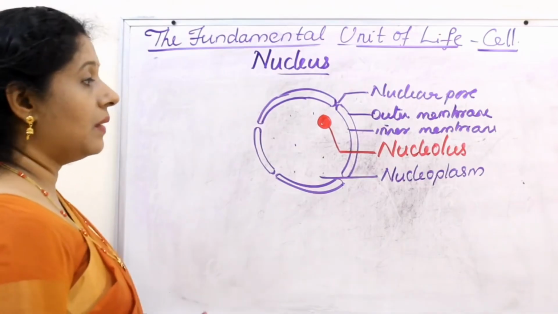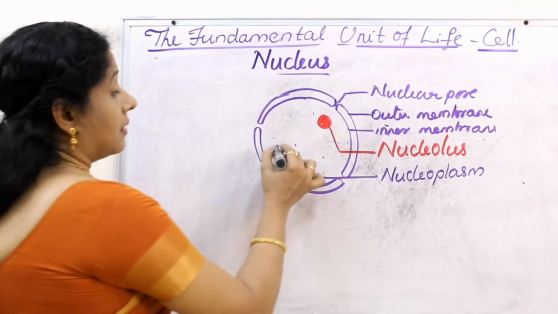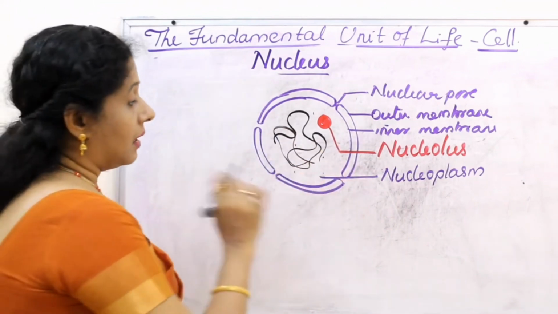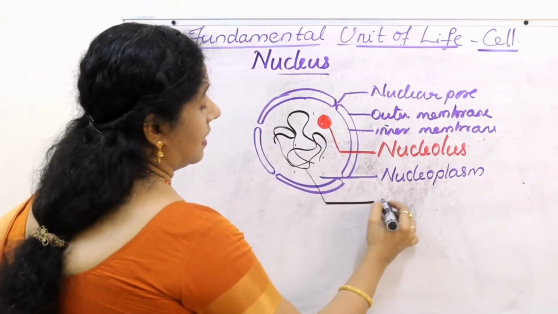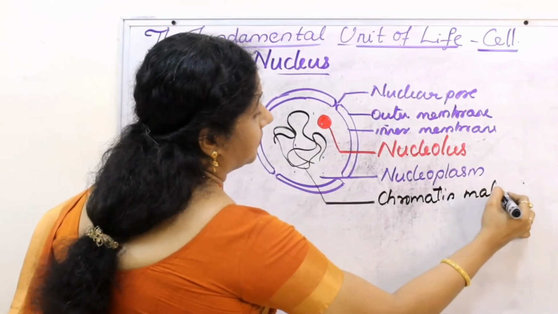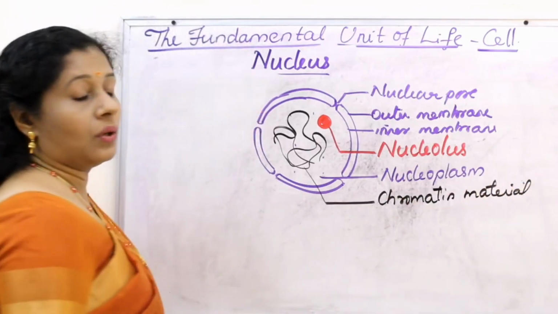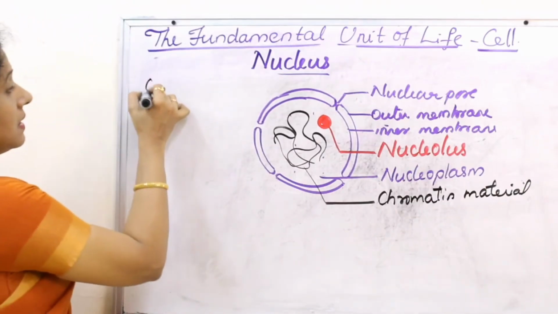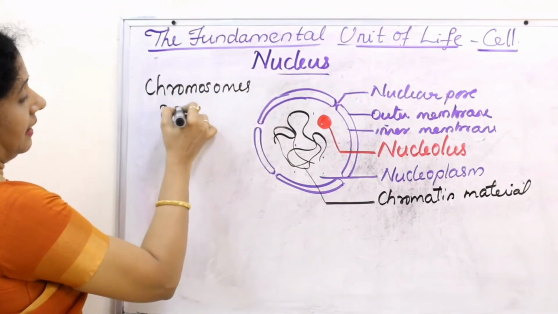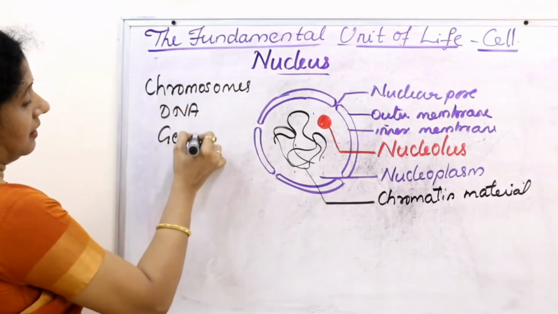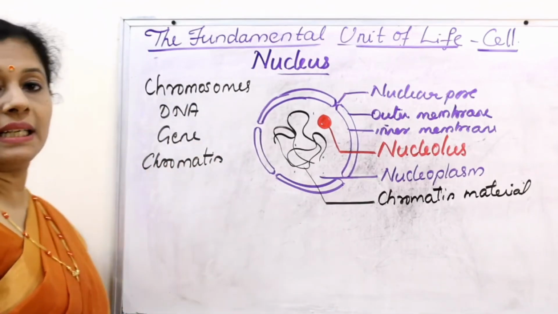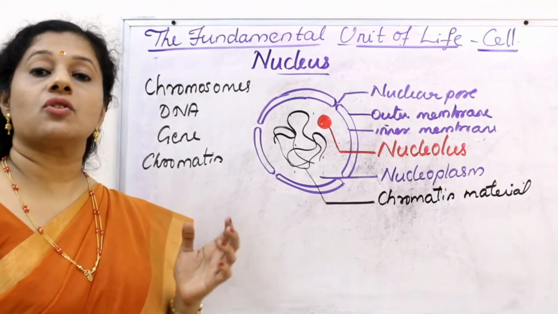And you will see there is a thread-like structure inside a cell nucleus during the resting phase. So this is called a chromatin material. Okay. So you must have heard of a few terminologies like chromosomes, DNA, gene, chromatin. Okay. So we have to clearly learn where you find these structures or what these structures are.